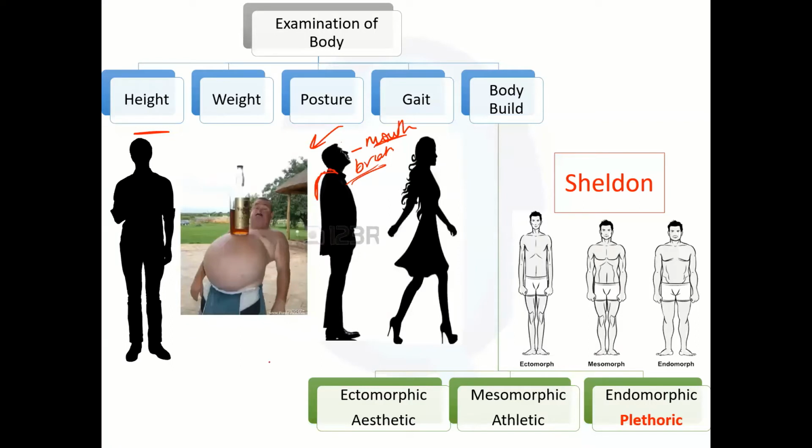You check the posture in standing. You check the posture in sitting as well. Okay, then you check how the patient walks, not essentially in 6 inch heels, but you see how the patient walks. And the body build. Body build classification was given by Sheldon. You need to remember it. It has been asked once in exam. Ectomorphic is thin and lean, which is also called aesthetic. Mesomorphic is average size, which is called athletic. And endomorphic is stout, short and fat, which is also called plethoric. So you need to remember all these words.